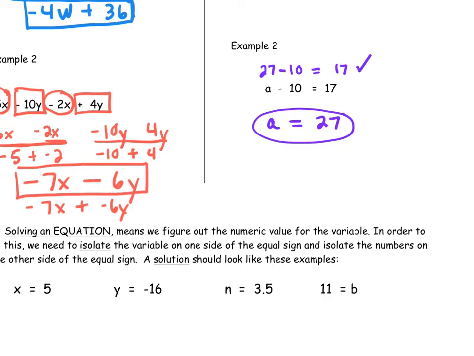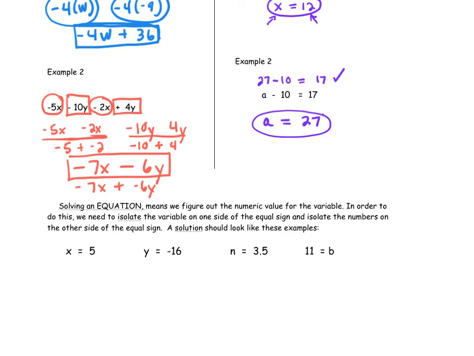So when we solve equations, solving equations means we figure out the numeric value, the number for the variable. In order to do this, we need to isolate the variable on one side of the equal sign and isolate the numbers on the other side of the equal sign. A solution looks like these examples.